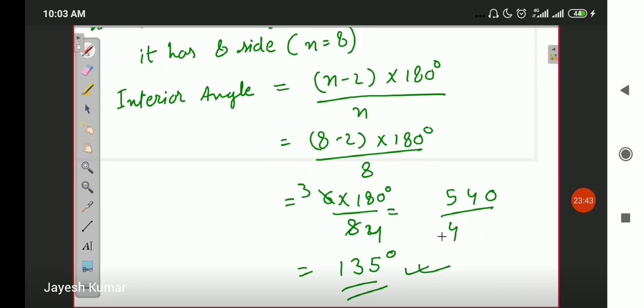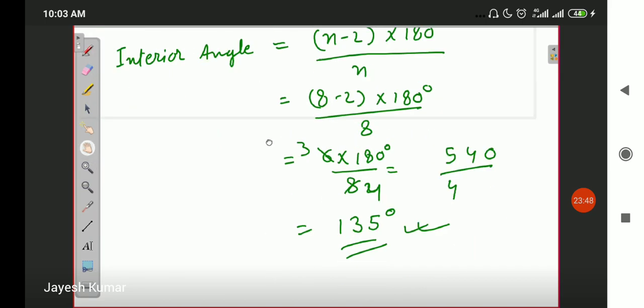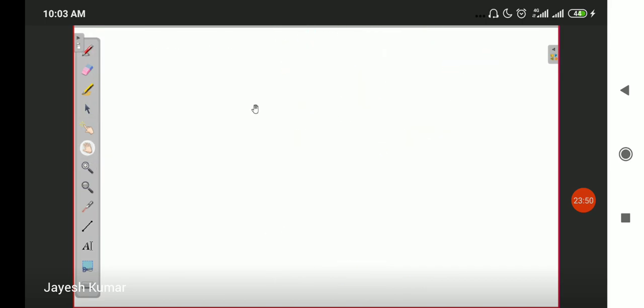Okay. In the same manner, you can do it for the hexagon. How many sides does a hexagon have? Okay, I have already told you, you should know about this. I'm not going to repeat that.